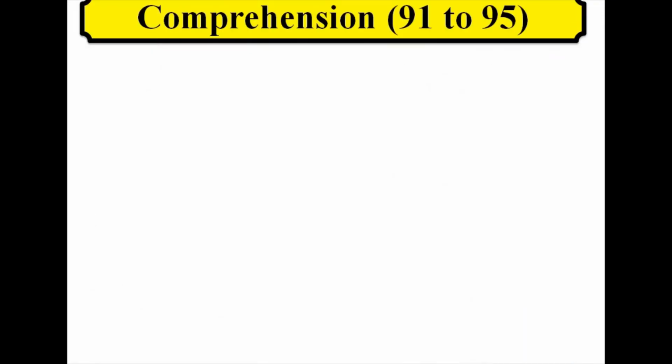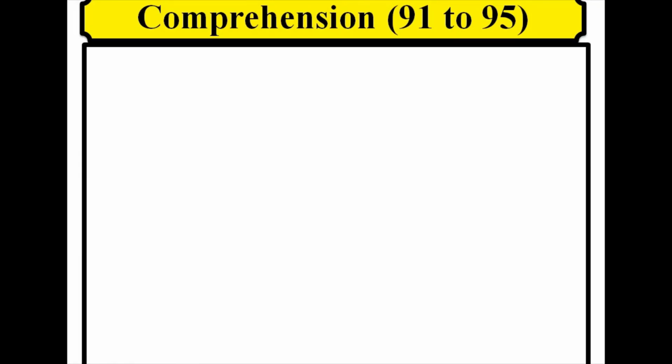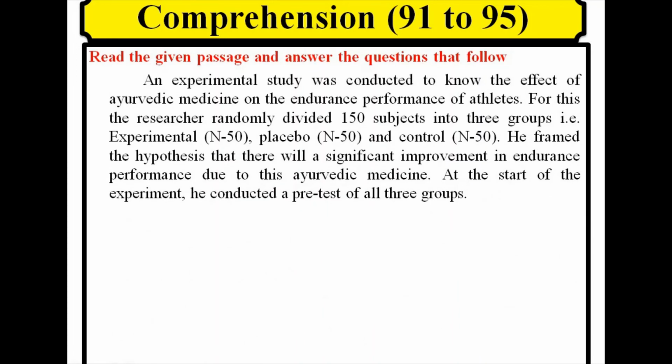Comprehension, questions 91 to 95. Read the given passage and answer the questions that follow. An experimental study was conducted to know the effect of Ayurvedic medicine on the endurance performance of athletes. For this, the researcher randomly divided 150 subjects into 3 groups, i.e., experimental (50), placebo (50), and control (50). He framed the hypothesis that there will be a significant improvement in endurance performance due to this Ayurvedic medicine.